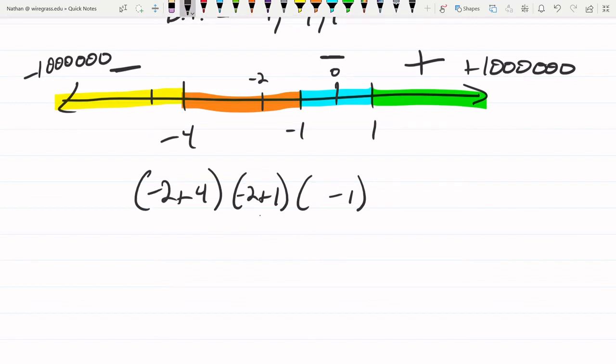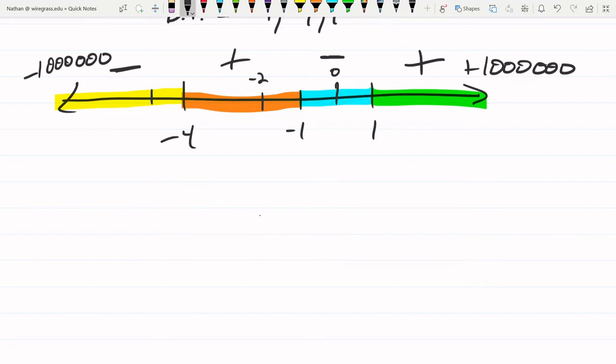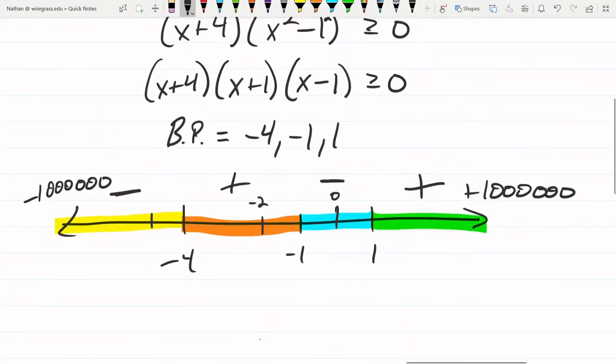But just to show that, let's plug in -2. -2 plus 4 is 2. -2 plus 1 is -1. And -2 minus 1 is -3. Two negatives cancel. These are all positive now, so it is indeed positive. So in this case, we do have that flip-flopping sign change. So that's what we can use to find the solution.